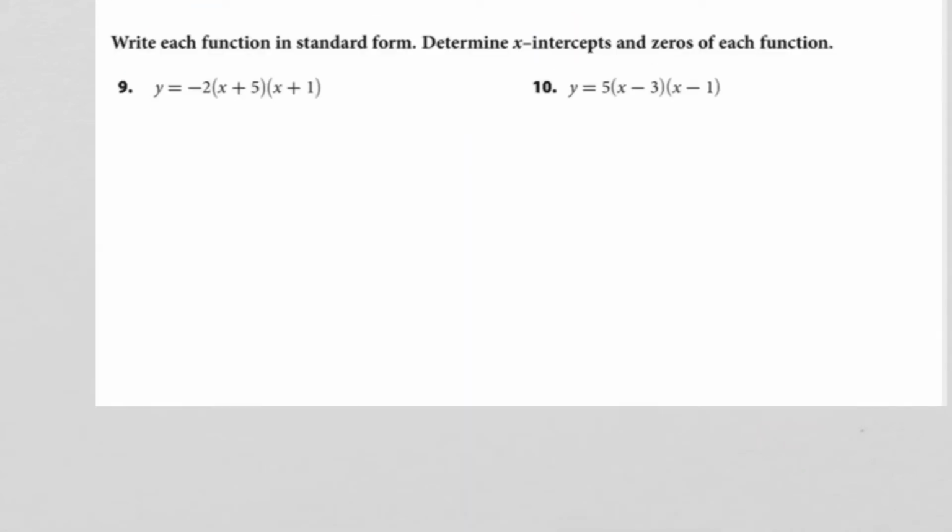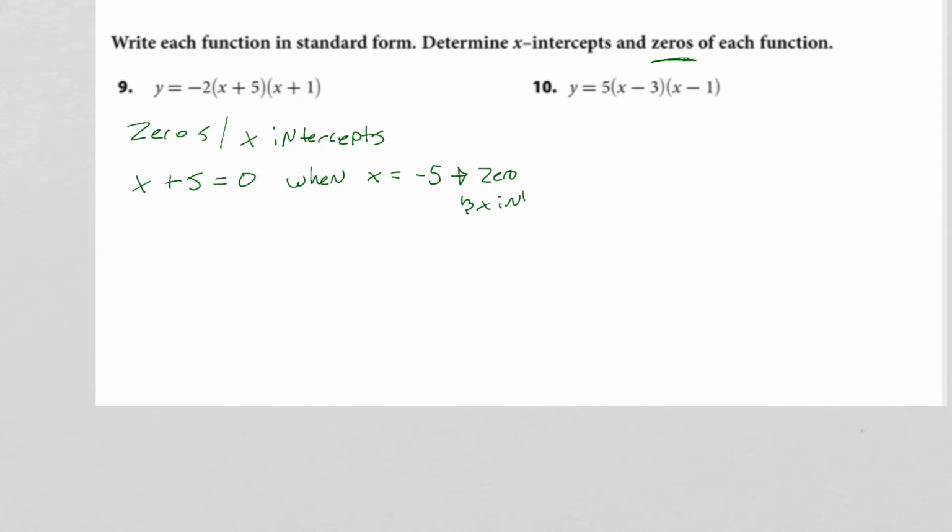So now let's determine the zeros of the function. Looking at this, the zeros are also the x-intercepts. Well, x plus 5 is equal to 0 when x is equal to -5. So -5 is a zero and the x-intercept of the function.